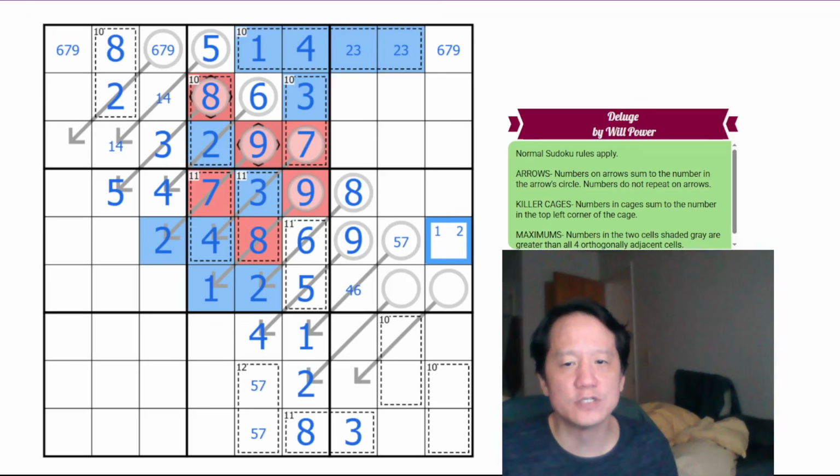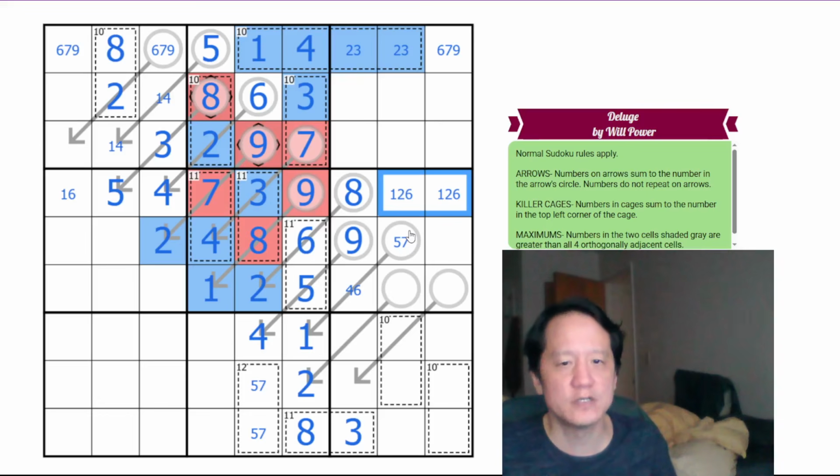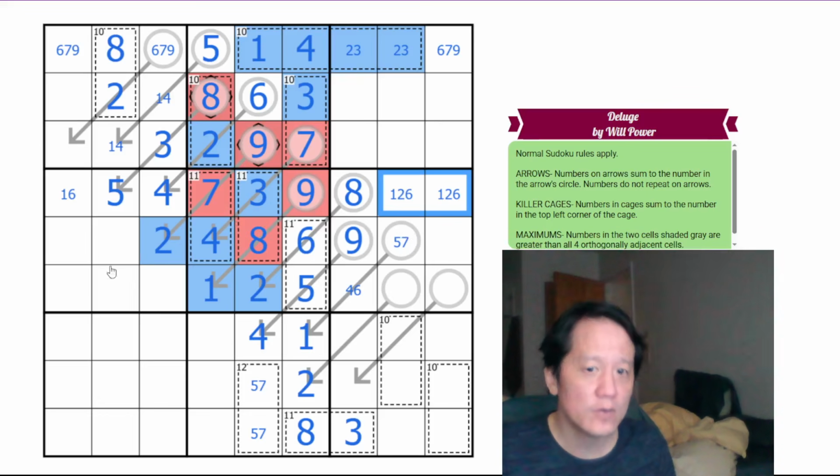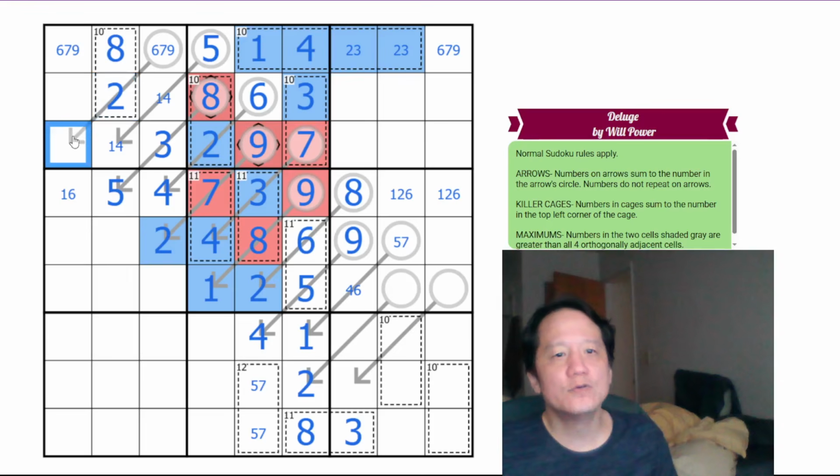Remaining digits in row 4 are 1, 2, and 6. This can't be 2. So this is 1, 2, and 6 here. 2 and 4 add up to 6, but we can't have 4 because of the 1-4 pair in the box. So this is 5 or 7. Cannot be 7 here because of 7 in the row. So 2 and 5 add up to 7 here. This can't be 7 there.